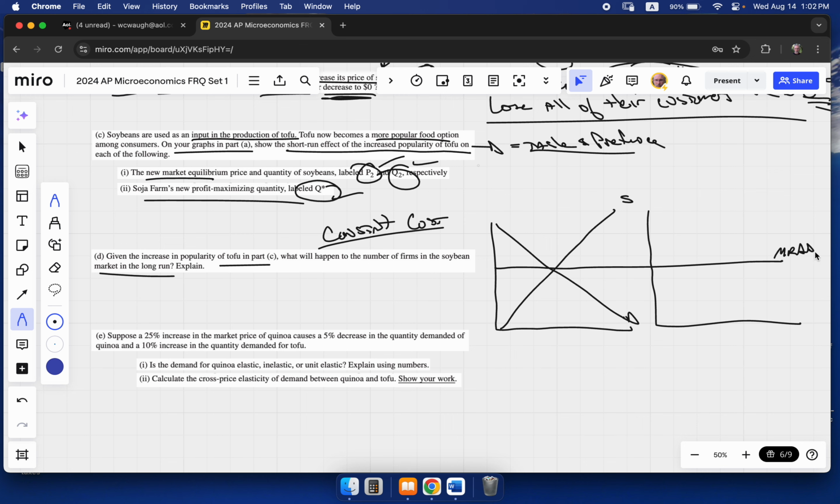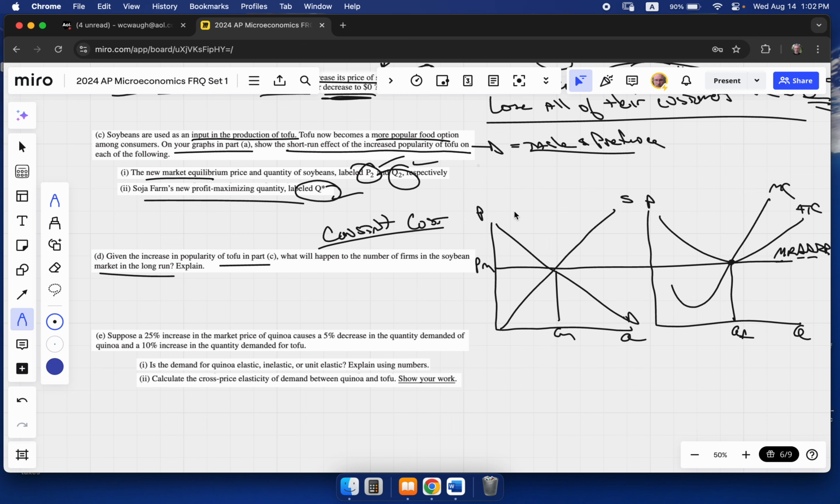Here's MR equals D equals AR equals P again. Remember, marginal revenue, demand, average revenue, and price. We've got our marginal cost curve. We've got our profit max, where marginal revenue and marginal cost come together. Let's call that QF. Here's Q. Don't forget your P's and Q's. They'll take a point. This is PM. This is QM. We're all set up. ATC needs to go right through profit max there, and we're all set up in long run equilibrium.